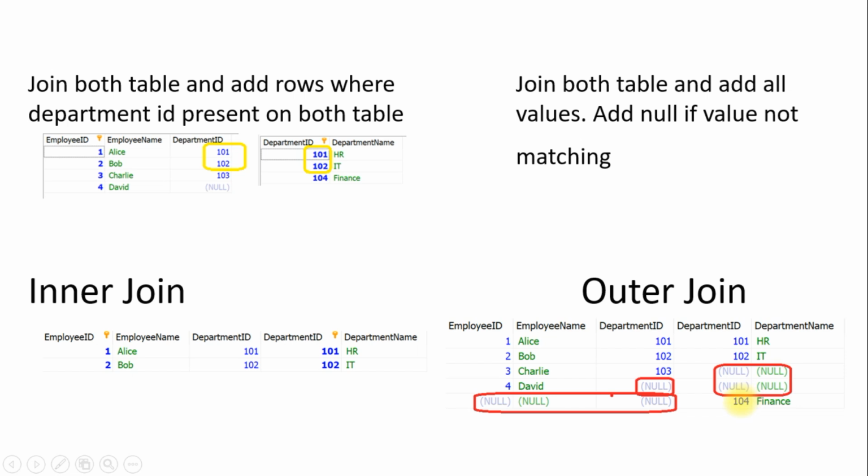In the same case, 104 is present on the department table but not present on the employee table. In that case, 104 and Finance will be there on the right hand side, and the equivalent left hand side columns will be null. So this is the difference between inner join and outer join.